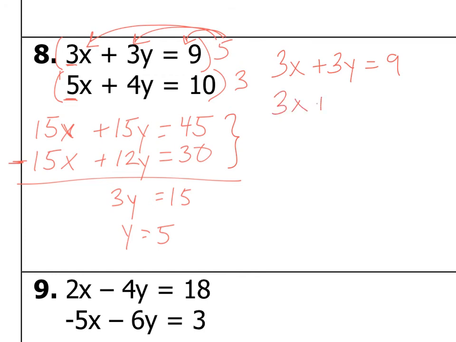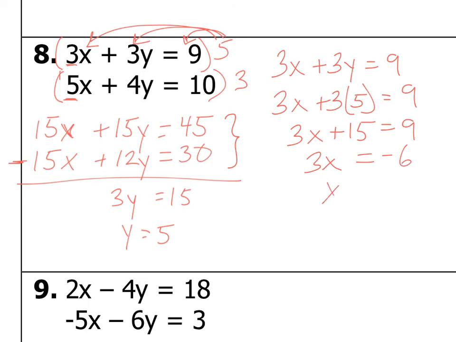I know everywhere I see a y, I can replace that or substitute that with a 5. 3x plus 15 equals 9. We'll subtract 15 from both sides, and that turns into negative 6, and now x happens to be negative 2. There you go. So my ordered pair, negative 2, 5.